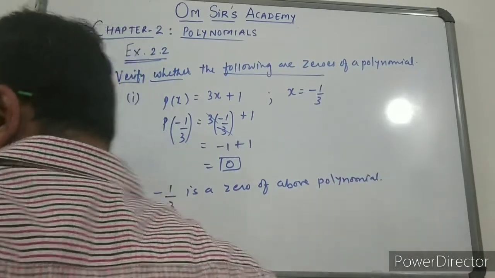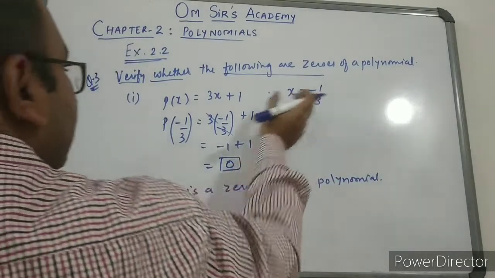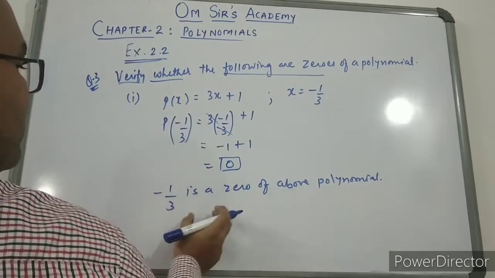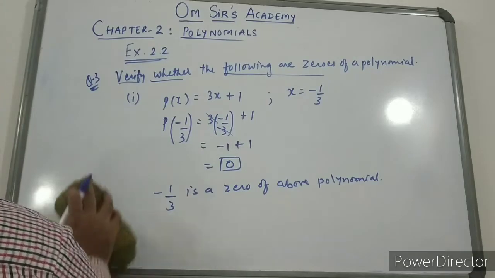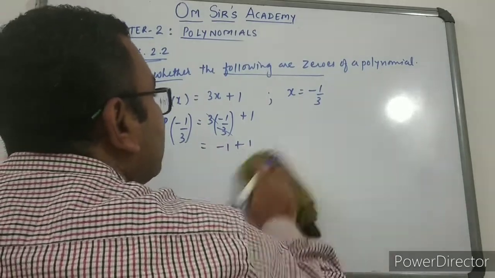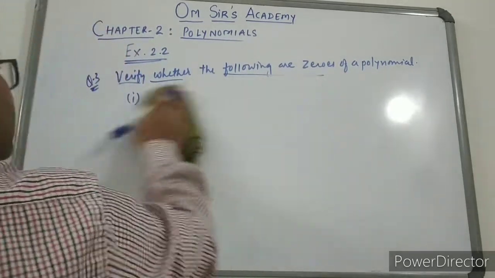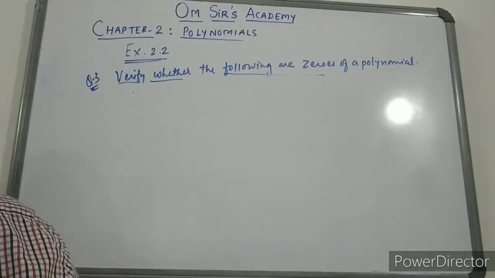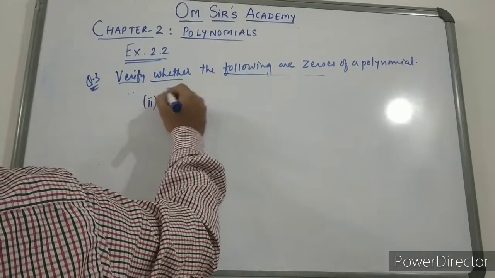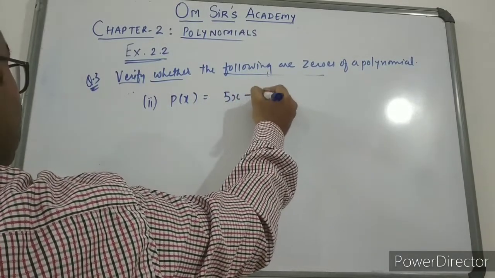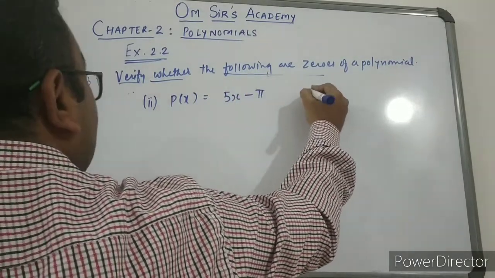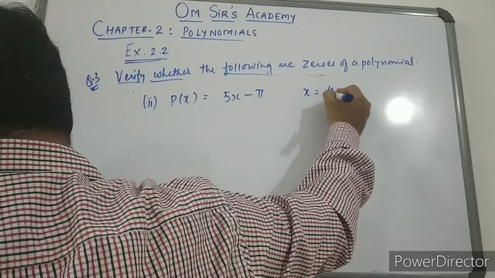Is it clear friends? When we substituted this value in the polynomial, we got answer 0, so it is a zero of the polynomial. If you don't get answer 0, then it is not a zero of the polynomial. Now moving to the next sum, sum number 2. P of x equals 5x minus pi. The value of x is what? 4 upon 5.